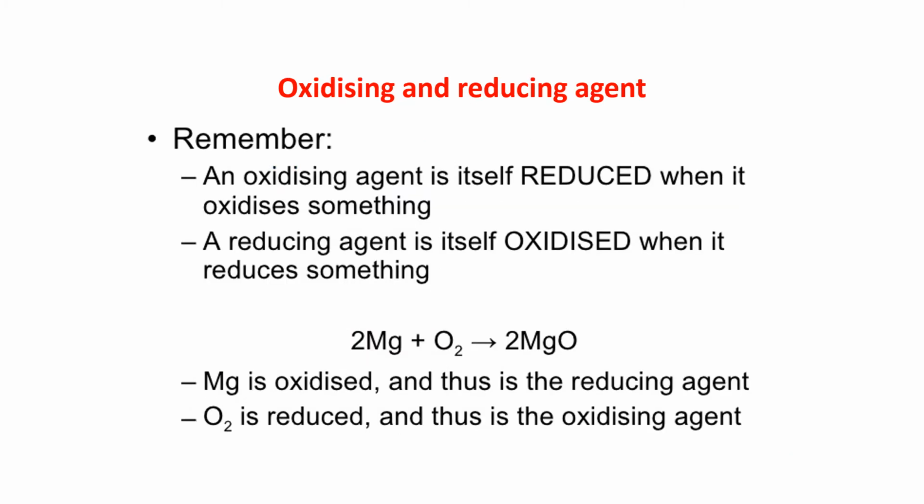So what is said? An oxidizing agent is itself reduced when it oxidizes something. A reducing agent is itself oxidized when it reduces something. 2 Mg plus O2 gives you 2 MgO. In this, Mg is oxidized and thus is a reducing agent, and O2 is reduced and thus is an oxidizing agent. Is it okay?